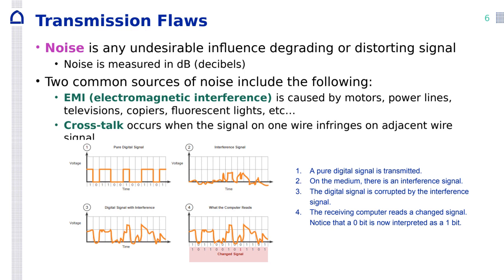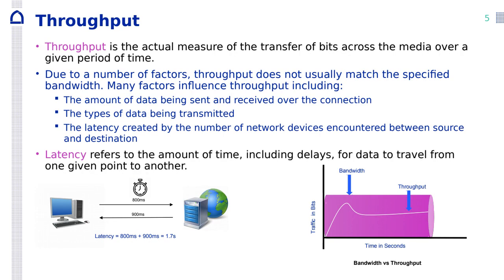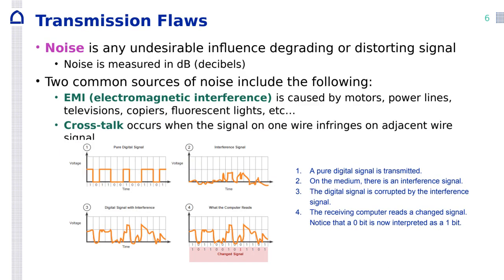So here we have this is a pure digital signal. This is the interference signal. Okay. And this is the digital signal with interference. So the computer, when it decodes, when it converts the signal back to digital, it will get some errors because of the interference. Okay, so this is a good example. All right. And some zeros become ones because of the noise.